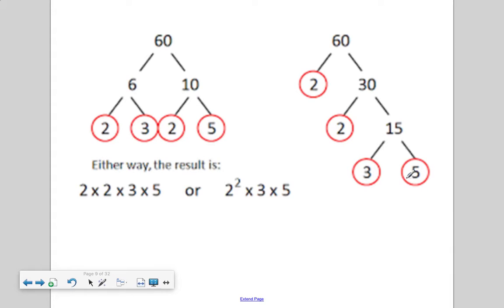Can 15 be broken down into more factors? Yes, 3 and 5. So as you can see, even though we used different strategies and different methods, they both consist of a 2, another 2, a 3, and a 5. So we could say it's 2 times 2 times 3 times 5, which equals 60. Or we could write it using exponents, 2 squared times 3 times 5.